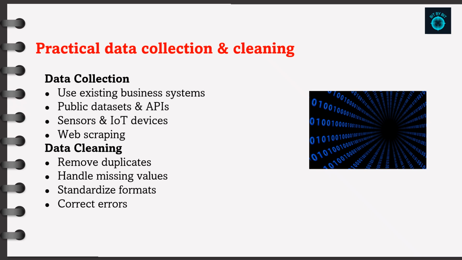Next is data cleaning. AI models are very sensitive to messy data, so cleaning is essential. We remove duplicates to avoid biasing results. We handle missing values, either by filling them in or removing the affected records. We standardize formats so that dates, currencies, and units are consistent. And finally, we correct obvious errors, such as invalid product IDs or negative sales numbers. A clean dataset is the foundation for any reliable AI system. If you skip or rush this step, even the best AI algorithms will perform poorly.